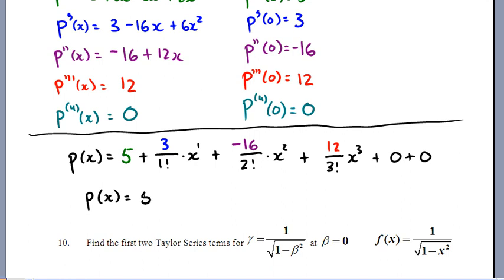So we end up with 5. Well, 1 factorial is 1, so plus 3x. 2 factorial is 2. So negative 16 divided by 2, that's going to be minus 8x squared. And 3 factorial, that's like 3 times 2 times 1, that's a 6. So that's actually going to be a 2 coefficient plus 2x cubed plus zeros.